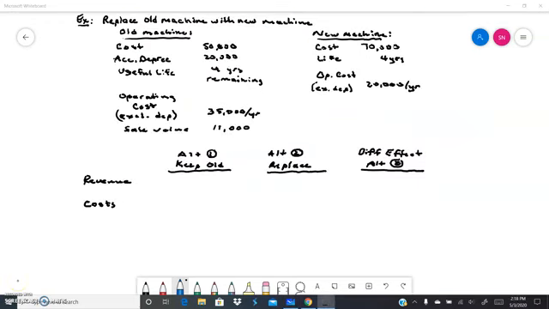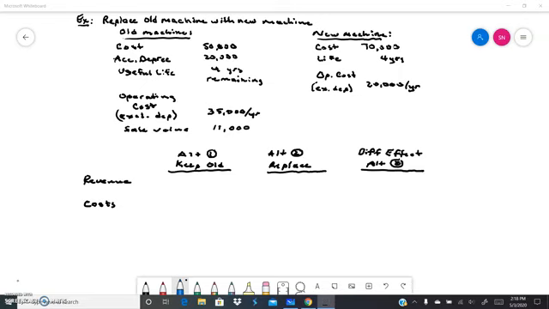So we're going to continue on with another example using differential analysis. And this one would be one that would be a little more practical for a business. Here we're going to consider replacing an old machine with a new machine. And the reason here would be that the new machine is more efficient and more cost effective to operate.